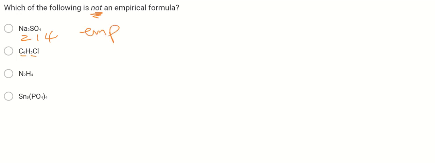All right, a 5, a 6, a 5, and a 1. All right, 6, 5, and 1. Can you reduce that? No. Then it's the lowest whole number ratio.